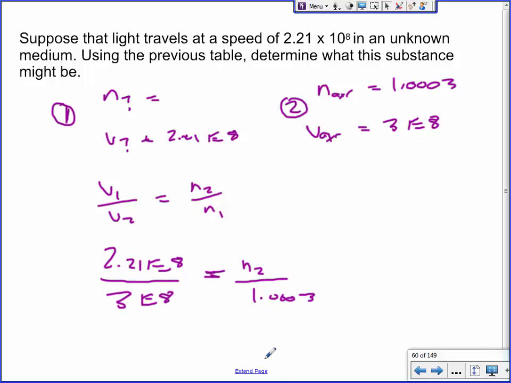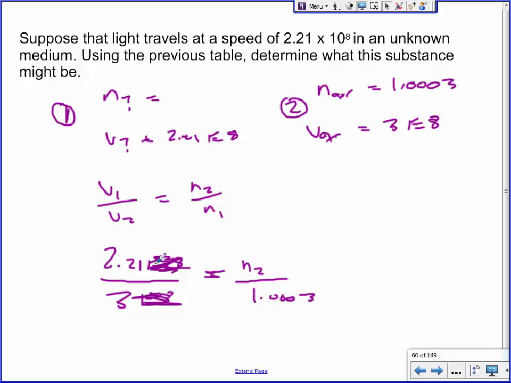So hopefully you can get to this point where you're plugging in values. Can I show you a quick little trick? I shouldn't ask, can I show? I'm going to show you a quick little trick. See how this is times 10 to the 8 and this is times 10 to the 8? You could cancel that if you wanted. Because you have a times 10 to the 8 on the top and bottom of the fraction. You may as well cancel them both. So essentially you have to take 2.21, divide by 3, and then times by 1.0003. And that should get you your n2.